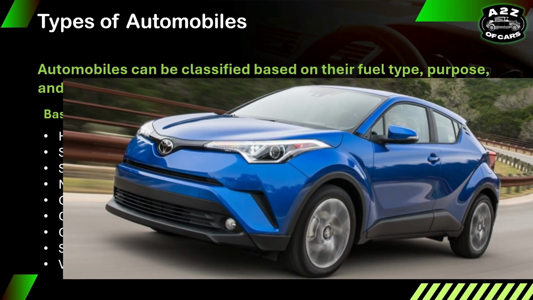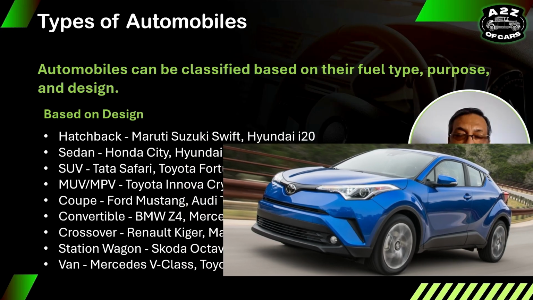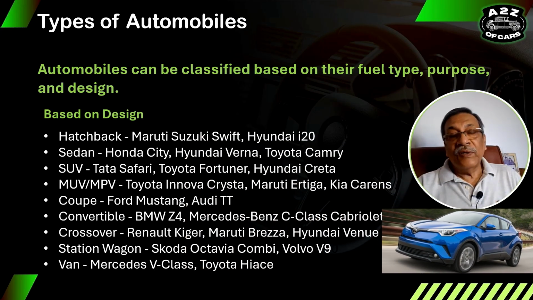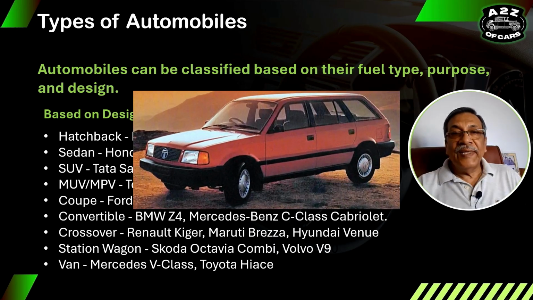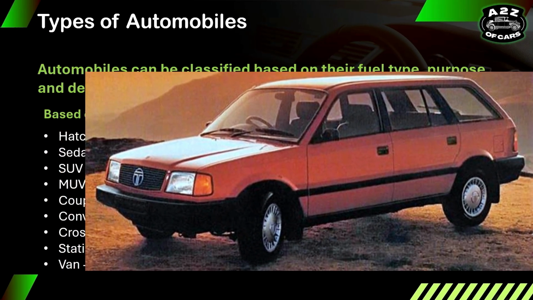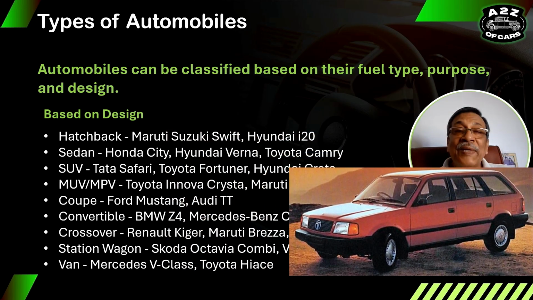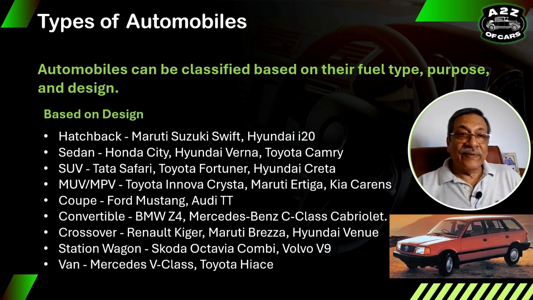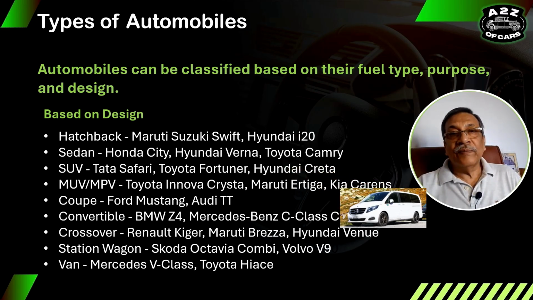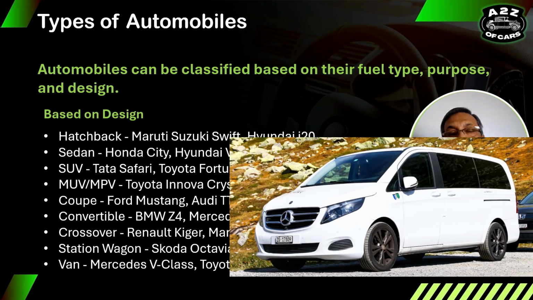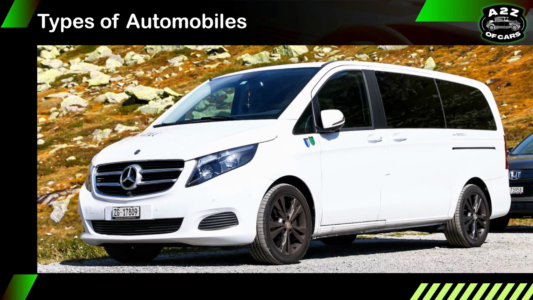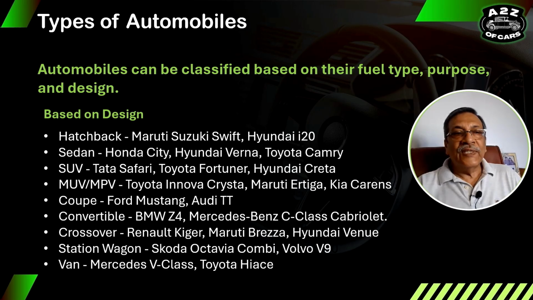Crossovers. In crossovers, we have Renault Kiger, Maruti Brezza, Hyundai Venue. So these are all crossovers. Crossover means it's a combination of sedan as well as SUV, giving best of both the worlds. Station wagon, Skoda Octavia Combi, Volvo V90. These are station wagons. Then we have vans, Mercedes V-Class, Toyota Hiace. These are all examples of vans. So this was the classification based upon the design.